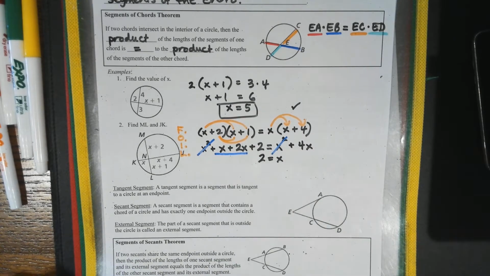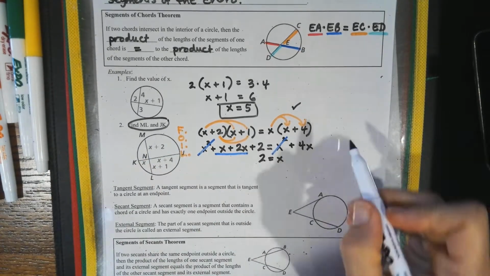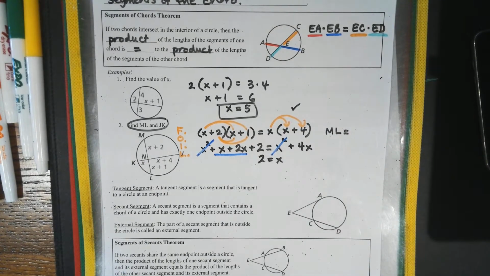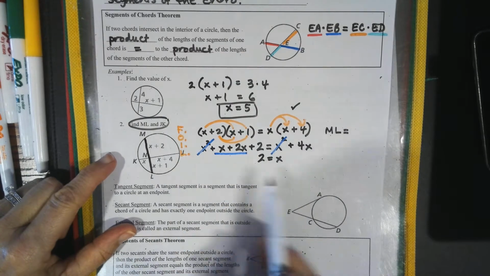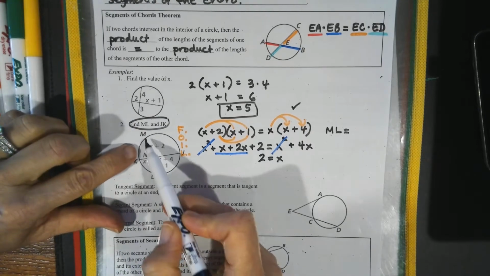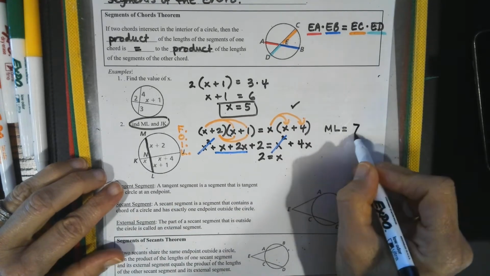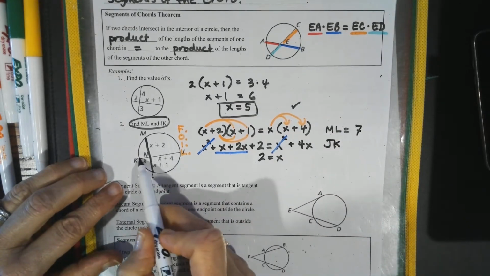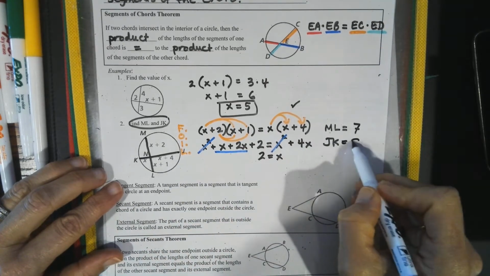Now, not done yet. I got x equals 2, but that's not what it asked me to find. It said find ML and find JK. So as you know, when we put our answers into big ideas, we always want to put the answer that it's asking for. So ML is here to here, and it's going to be all of this. So if x is 2, right, then this part's 4, and this part's 3, and 4 plus 3 is 7. The other one is asking for JK. So JK is here. If x is 2, then this is 2, and this is 6. So this is 8.